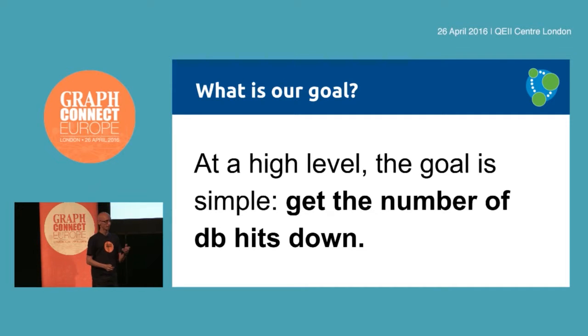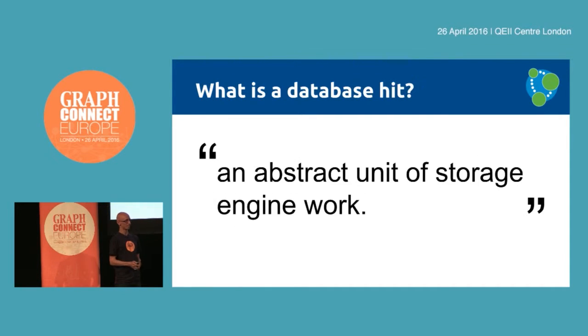And the goal when looking at these, and we'll look in a bit more detail so you'll see what it means, is we're trying to get the number of DB hits down. So obviously the first question you might ask, what is a DB hit? So DB hits is kind of an abstract way of looking at how much work's being done. And so if you run the query twice, you'll still get the same results. So it doesn't take into account any caching or anything like that.